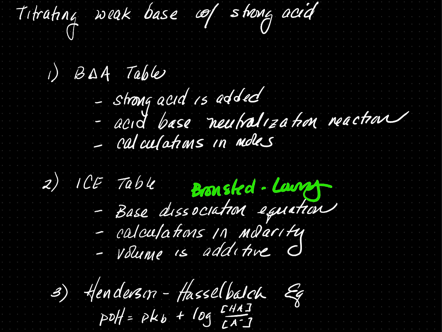So after you do the BCA table, you must recalculate the new molarity by adding up the volume and using the leftover moles. And number 3, you could write the Kb equation and do the products over reactants and plug it in. It is a lot faster if you use the Henderson-Hasselbalch equation, in which pOH is equal to pKb plus log of its conjugate acid, which is the HA, over the base, or the Bronsted-Lowry base.